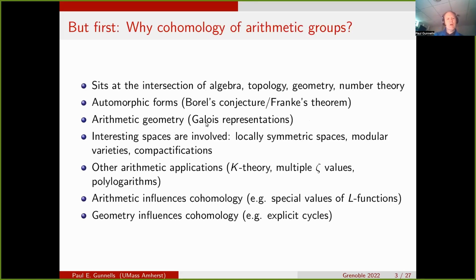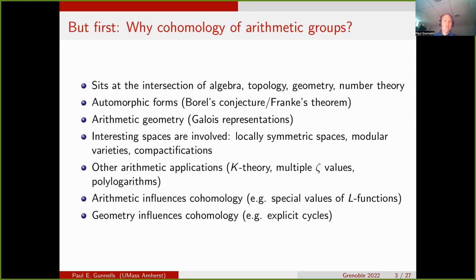Okay, so first of all, why does one care about the cohomology of arithmetic groups? First of all, it's cohomology of groups. That's an end in itself. A lot of people are interested in that. This is a very special type of group. Why would anyone care about this?